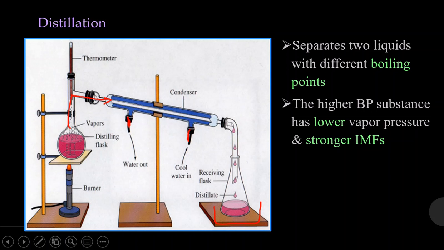The one with the higher boiling point will stay in the distilling flask, and the one with the lower boiling point is going to come out the other end through the condenser. So stronger IMFs, lower vapor pressures, and higher boiling points will most likely stay in the distilling flask. The one with weaker forces, the lower boiling point and higher vapor pressure, goes out through the condenser.